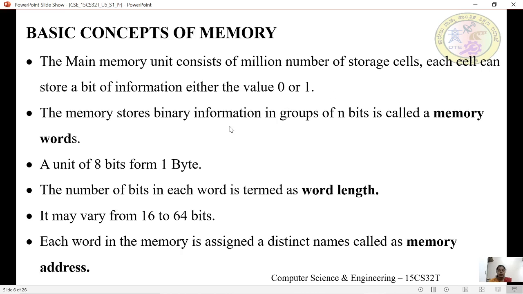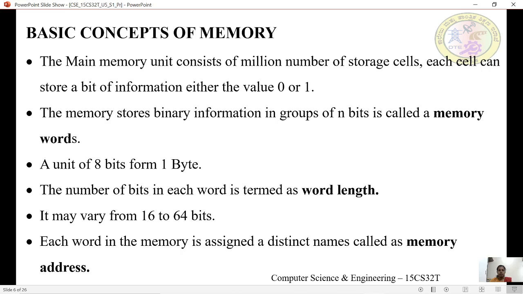The memory stores binary information in groups of n bits, called a memory word. That means a set of n bits that can be accessed in a single memory access operation. A memory access operation may be a read operation or a write operation. So that is called a memory word. A unit of 8 bits forms 1 byte. That means consecutive 8 bits is called 1 byte.